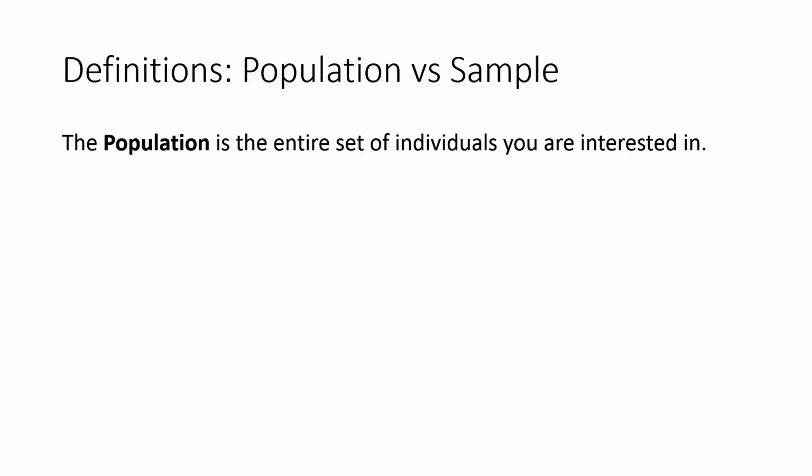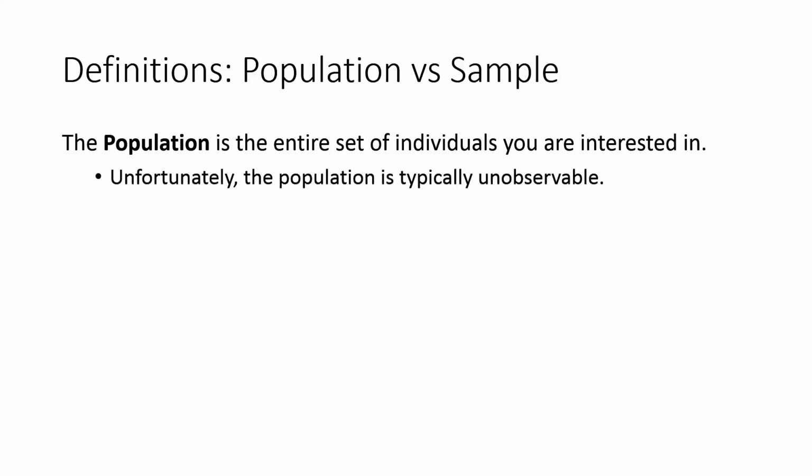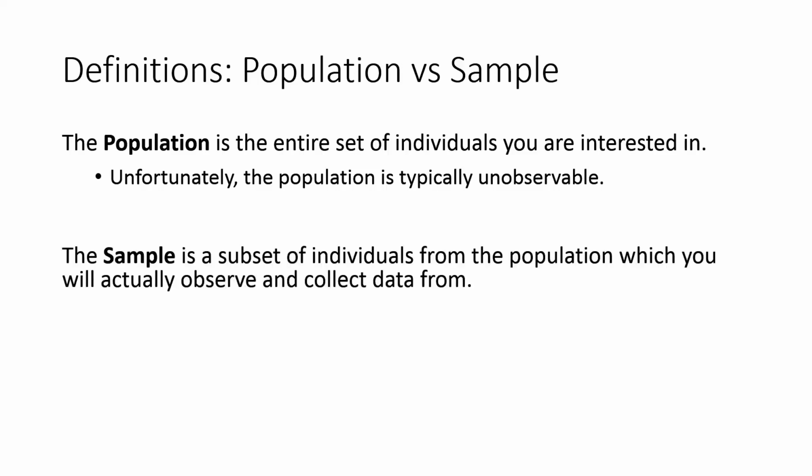The population. That's that entire set of individuals that we're interested in. Unfortunately, as we've noted, that population's probably unobservable. Either it's too big, or it's too expensive, or it changes too often for us to be able to observe it. So instead what we do, we take a sample.